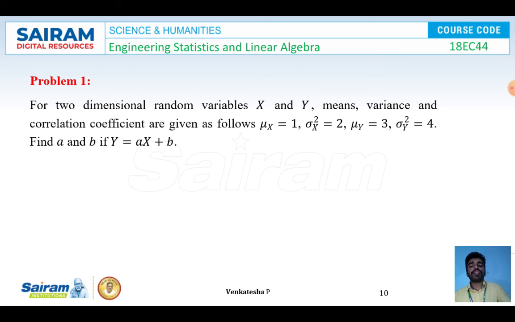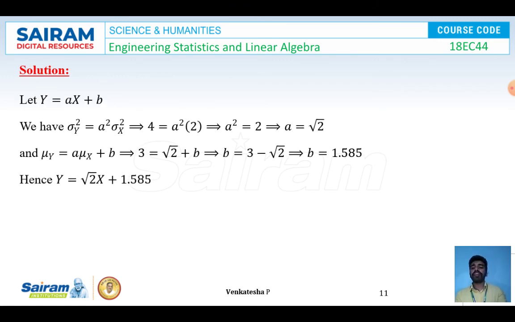So the given equation is y is equal to ax plus b, and they have given the mean values of the random variables x and y and the variance of the random variables x and y. So now we have to find the constants a and b. To find the constants a and b, first I am taking the equation sigma y square is equal to a square sigma x square. They have given sigma y square is equal to 4, sigma x square is equal to 2. So I am replacing both the values here. So I got a square is equal to 2, a is equal to root 2.